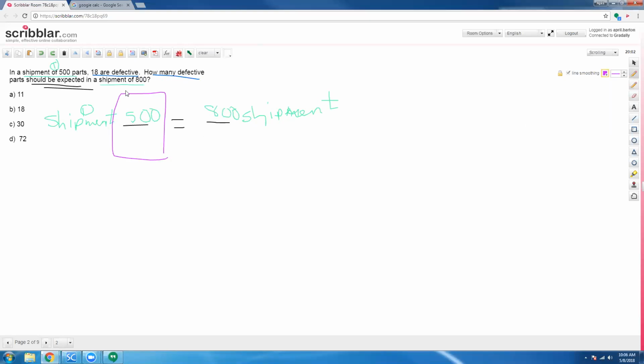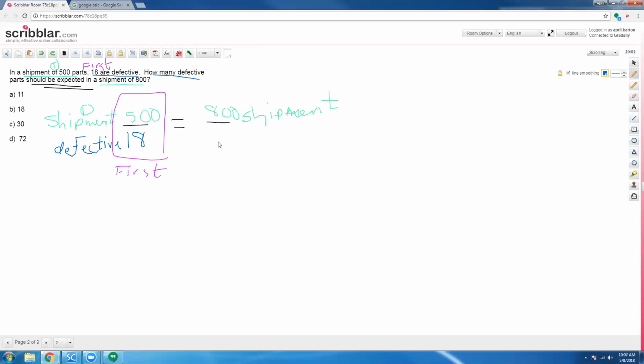Here we're saying this is all from the first situation. The 518 went together. That's the first situation. So the 18 has to go under the 500. They're related together because the question told you so. The 500 related to the 18. So we put the defective information on the bottom, and we put all of the first shipment information on the left side.